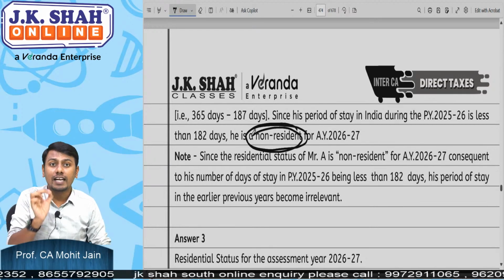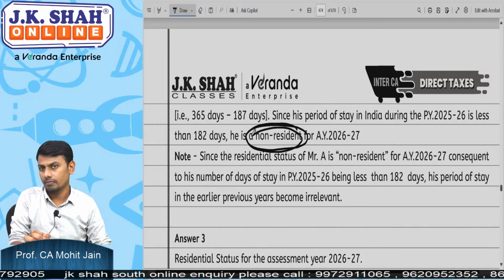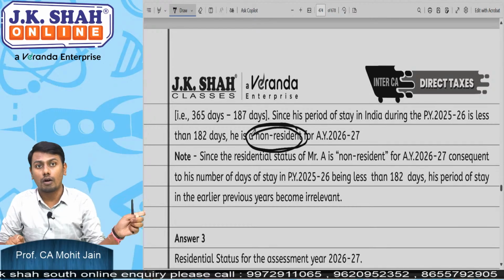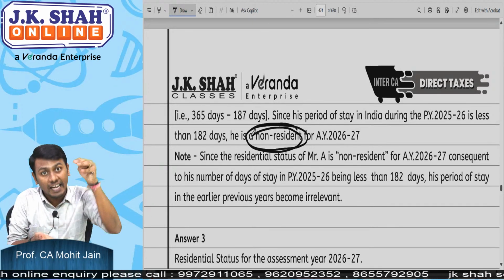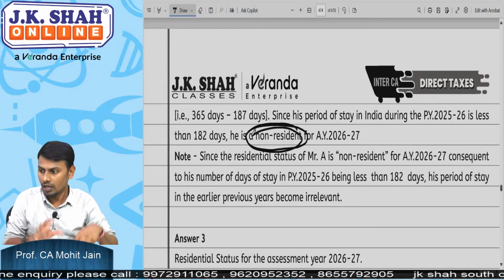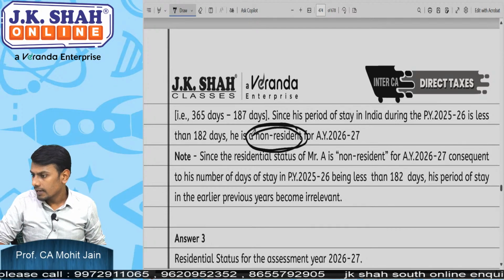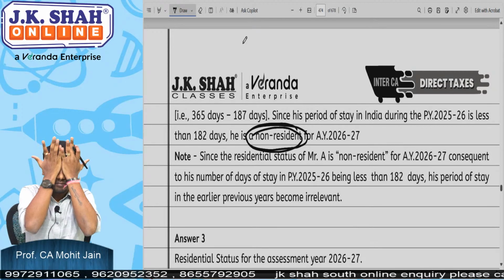Exception to basic condition number 2 is only applicable on Indian ship. So if it's a foreign ship, it can be going abroad. See, an Indian ship also can go to outside India, but it should be an Indian owned ship. You can go outside India, but it should not be a foreign owned ship. Clear?